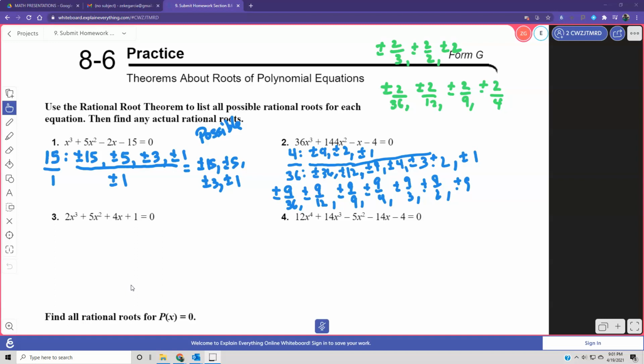And then the last set we have is actually the 1 over 36. So we have plus or minus 1 over 36, plus or minus 1 over 12, plus or minus 1 over 9, plus or minus 1 over 4, plus or minus 1 over 3, plus or minus 1 over 2, plus or minus 1. Yeah, so there is a lot of possible roots for number 2. And I didn't simplify, so I don't expect you to simplify either.